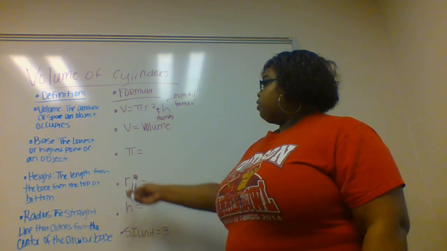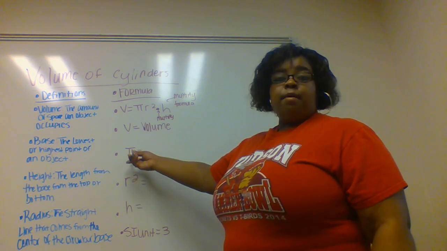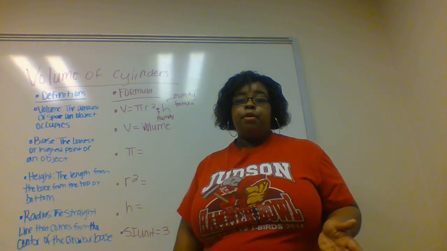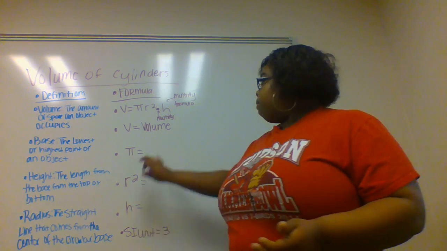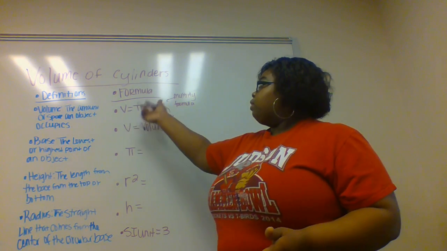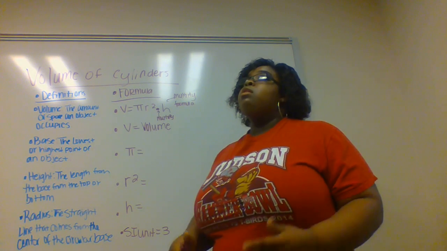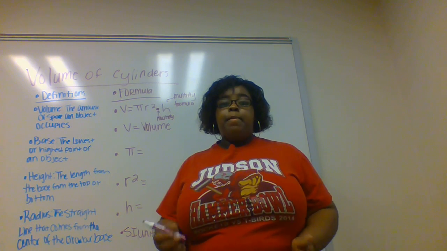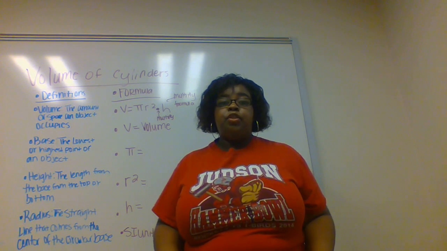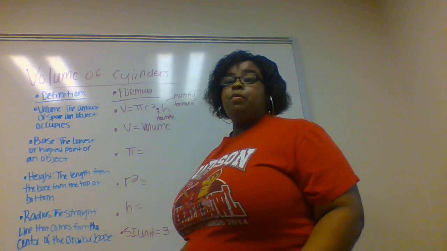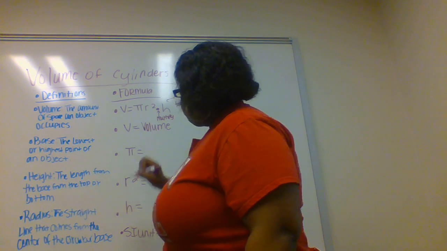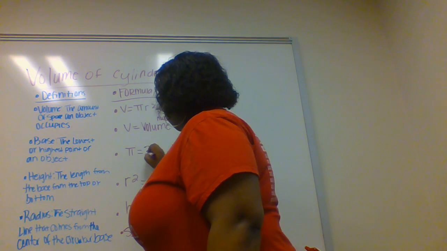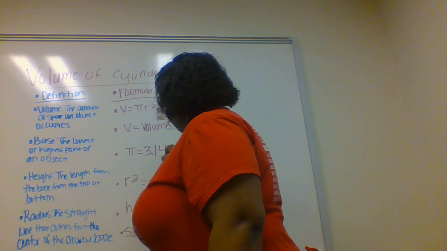Next, you will write the symbol of pi. Now, pi is actually a number, and when we are given pi in a formula, for example, for the cylinder, we are not going to have to solve the answer for pi. Pi is always a number that is given to us, and pi is equal to 3.14. So in your journals, write pi is equal to 3.14.